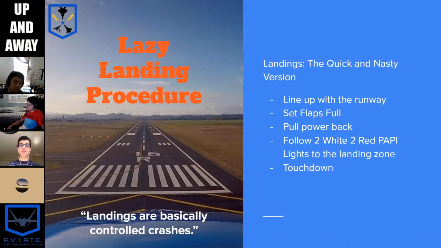So real quick, first we're going to cover the lazy landing procedure, which is you don't care about the rules. You just are in a plane and you just want to get it on the ground in a simulator, or if there's an emergency, God forbid. So this is the lazy landing procedure. The basics are you line up with the runway, set your flaps full and pull the power back, and then you follow the 2 white 2 red PAPI lights, which I will explain soon, and then you touch down on the runway.